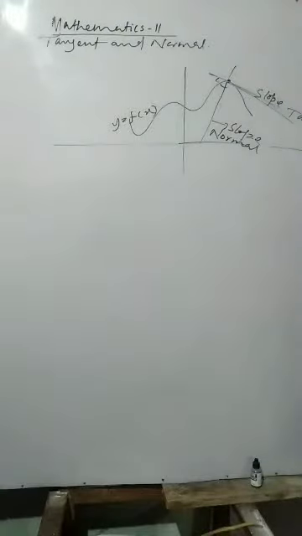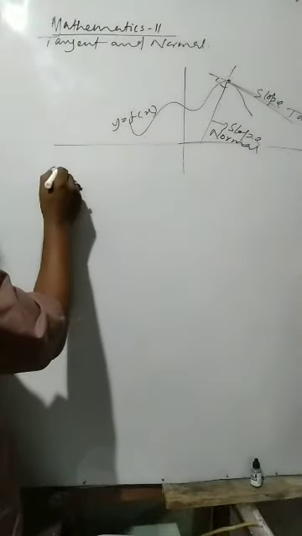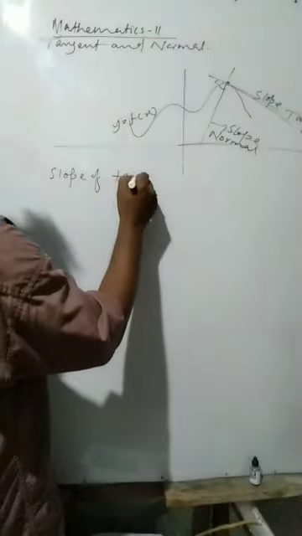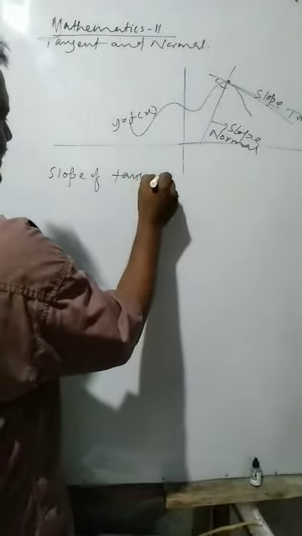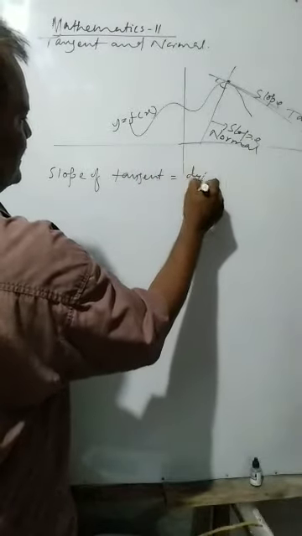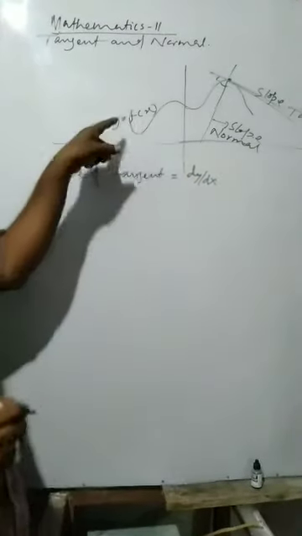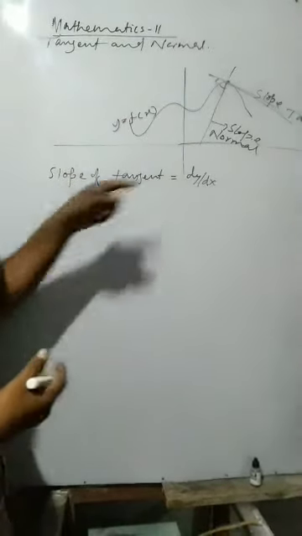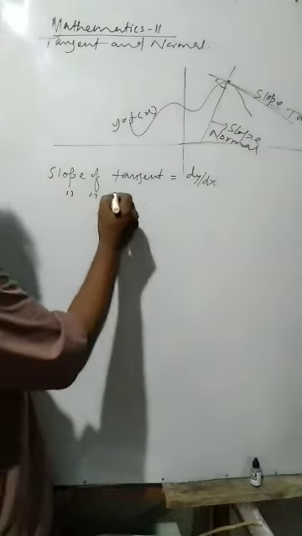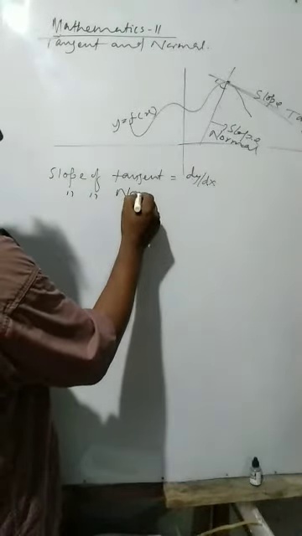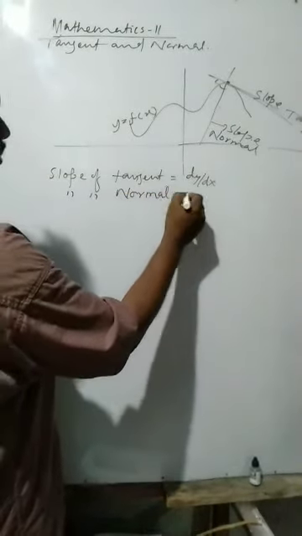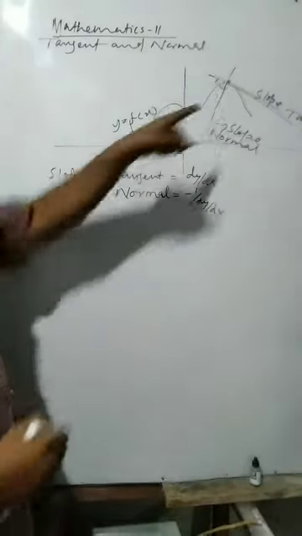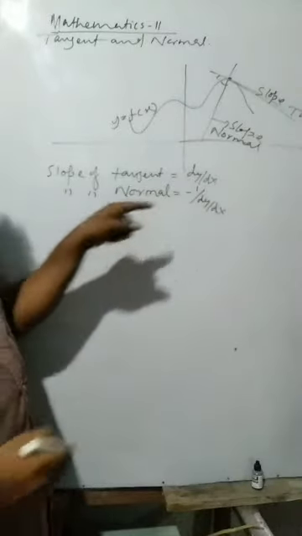Here are the four important formulas. Slope of tangent equal to dy by dx. Whatever function is given as y equal to f of x, if we find its derivative, that is the slope of the tangent. Now slope of the normal equal to minus 1 by dy by dx, because it is 90 degrees, multiplying gives minus 1.